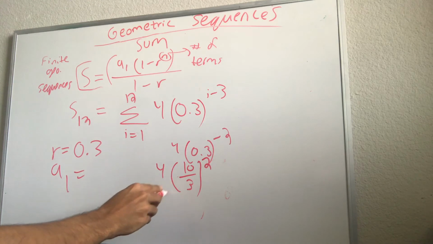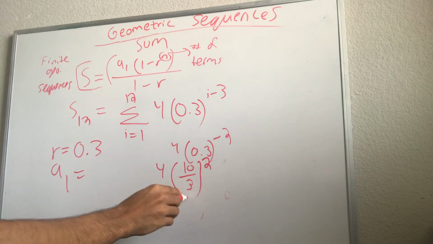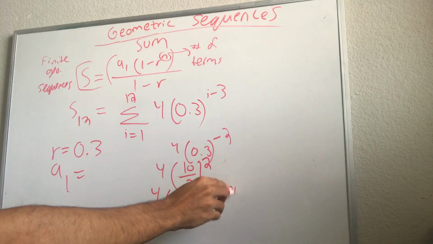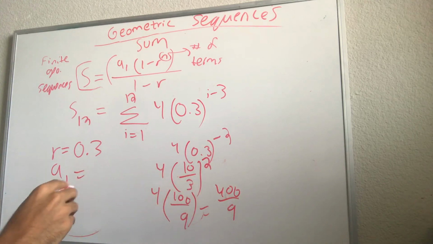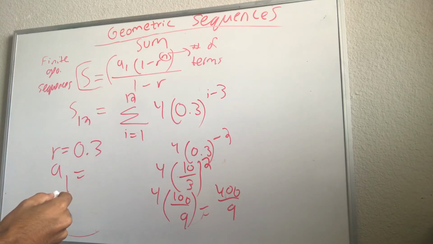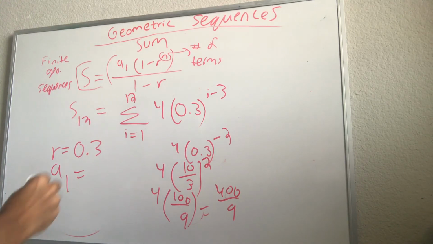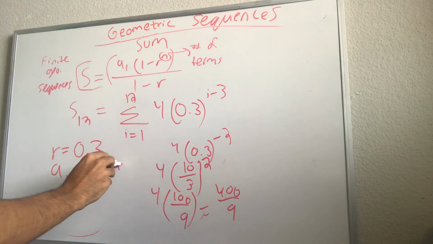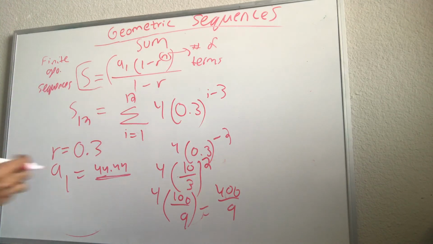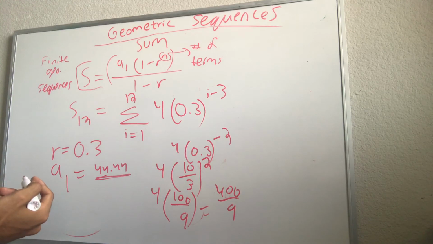And so 4 times 100 over 9, that's just 400 divided by 9. If you evaluate that further, it should give you 44.44, something like that. You can round that. So now you know the values that you require. You know your common ratio and you know your first term.